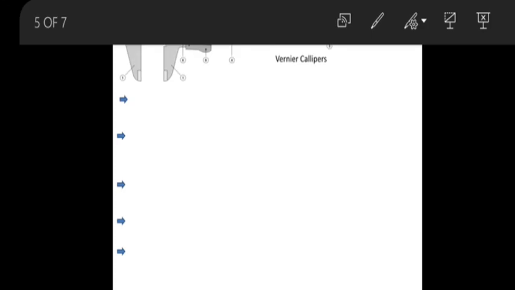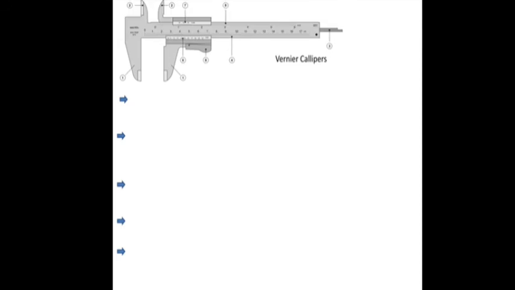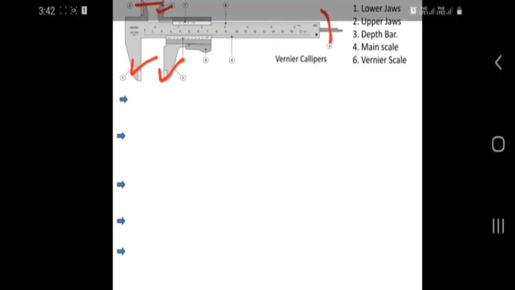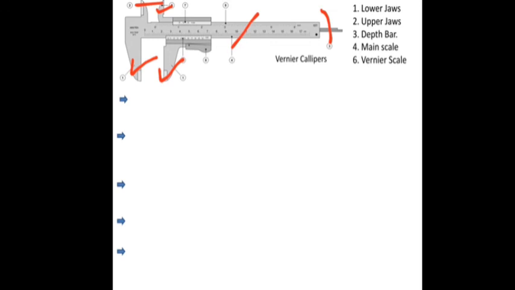Here on the right side you can see the parts of the vernier calipers. First one is the lower jaws. Lower jaws means these ones. Upper jaws means these two. Then the depth bar is there. Depth bar means this one. Then main scale means this is the main scale. Vernier scale means this scale which slides on the main scale.